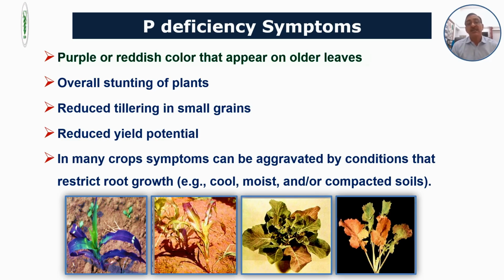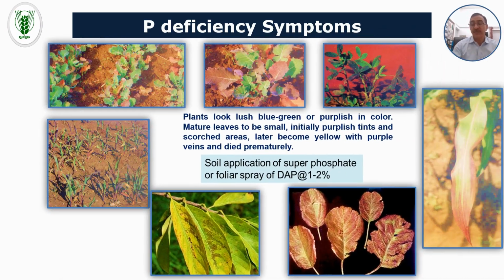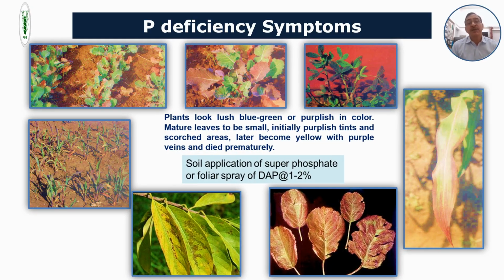Other indications are stunted growth, reduced tillering, and poor root growth, which are basically associated with less P supply. In many crops, the symptom can be aggravated by conditions that restrict root growth. We can clearly see how in brassica, in cabbage, in maize, this symptom is very common. If phosphorus supply is inadequate, we can see purple coloration of older leaves in different crops. In almost all crops we can see this symptom, and it is very easy to diagnose phosphorus deficiency in plants.